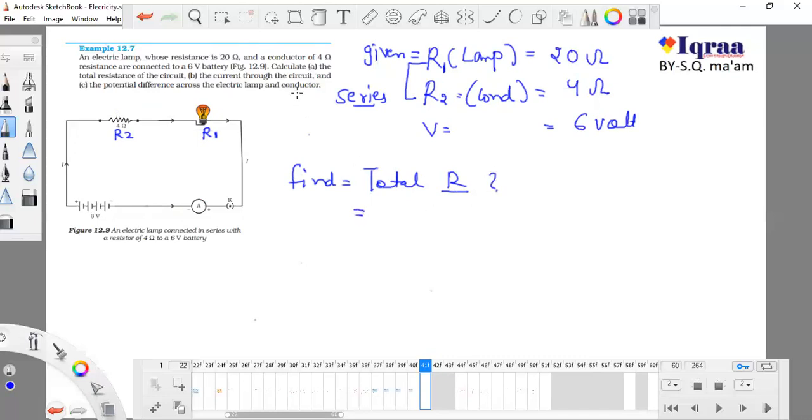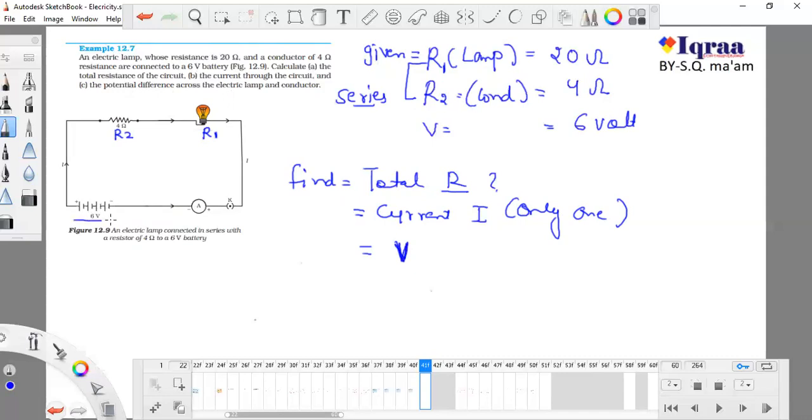Second, B is the current through the circuit. I have to find out the current, that is I. Now this is series, so if I'm finding one I, I don't have to struggle to find out two I's. Definitely there will be one I for each and every point. And the third thing is potential difference, that is V. It is asking me to find out V for each and every case.